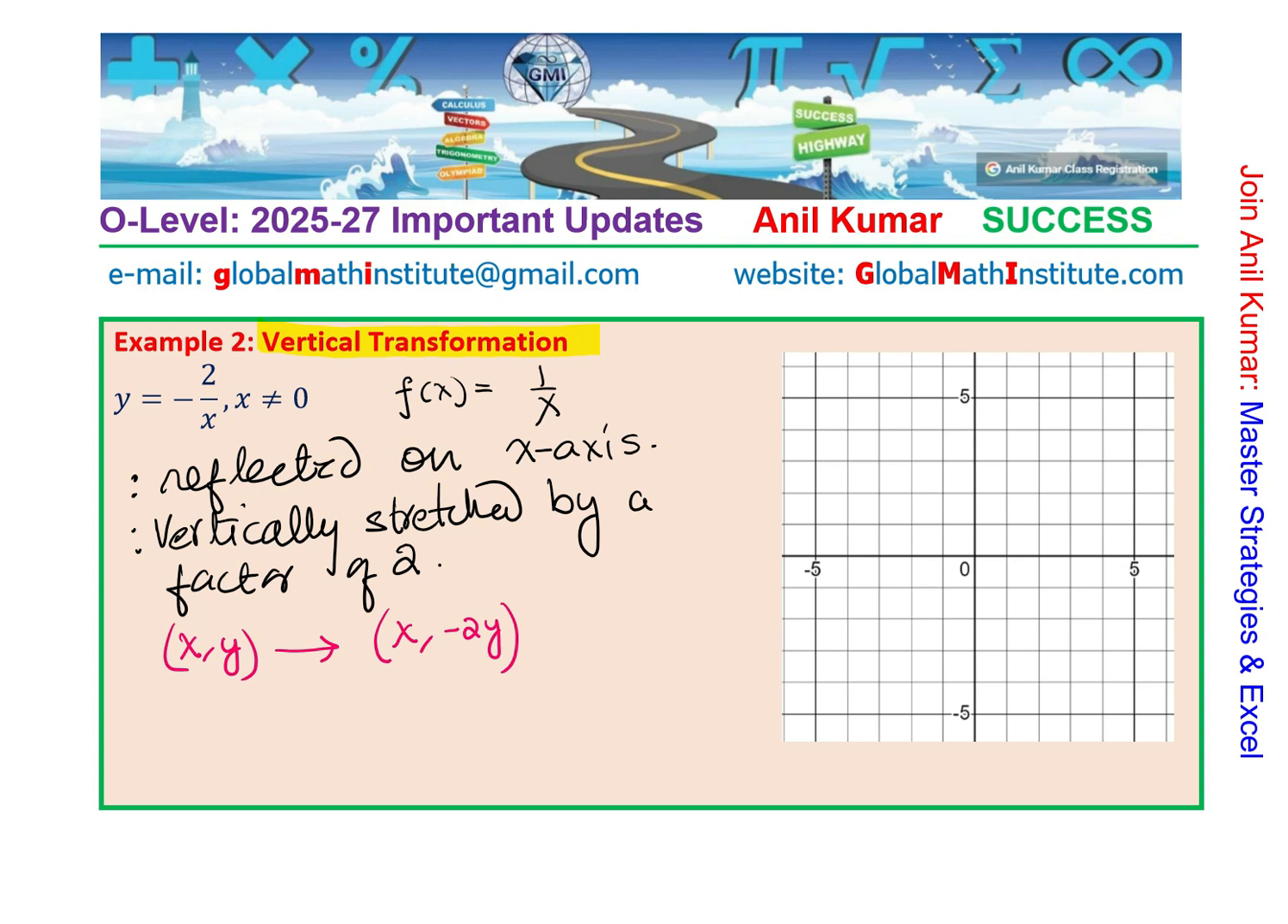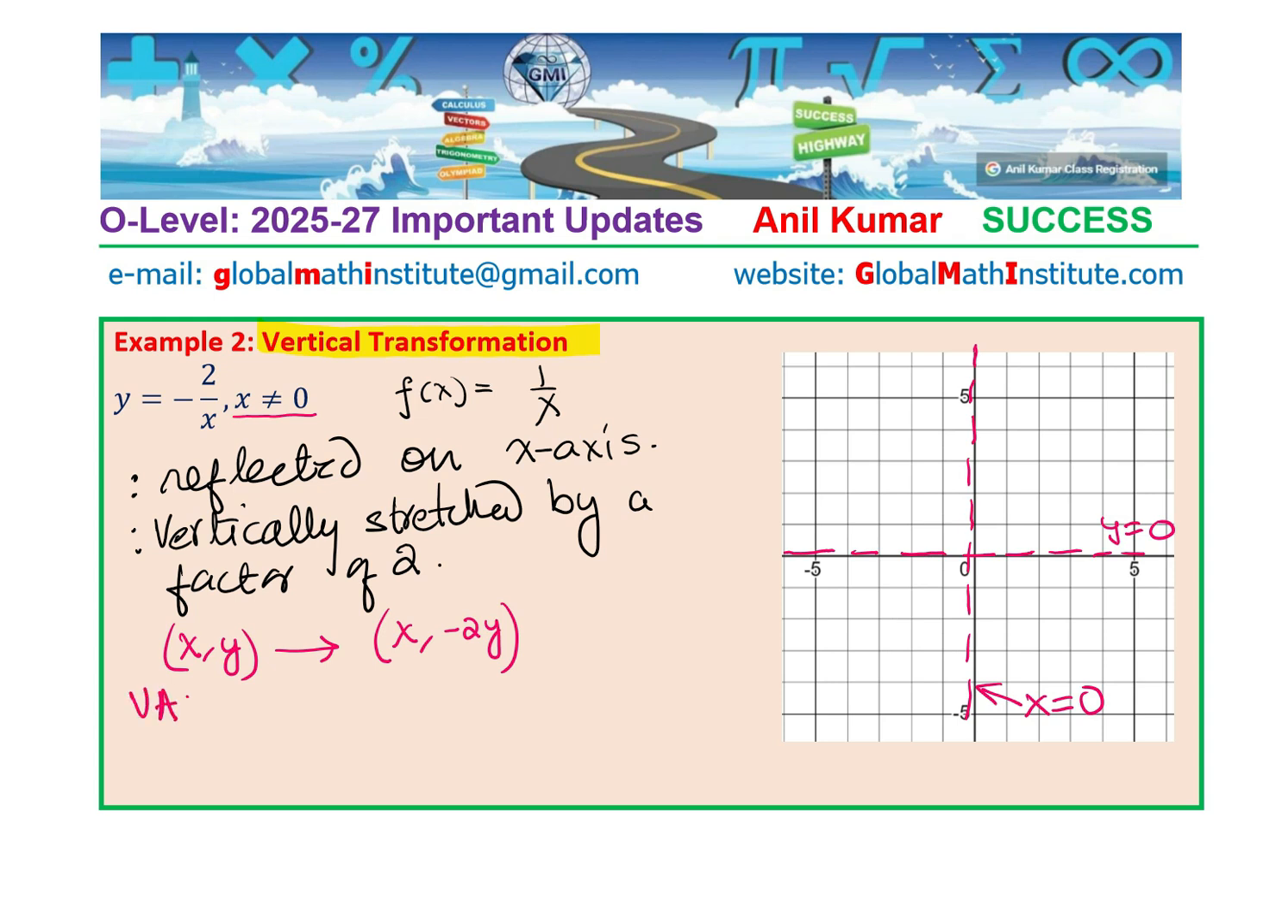So that really means what? As far as the asymptotes are concerned, the restriction is still x equals 0, which means we have a vertical asymptote x equals 0. And we have a horizontal asymptote y equals 0 for this particular function, right? So we have vertical asymptote x equals 0, horizontal asymptote y equals 0. Correct. So we got two important parameters.